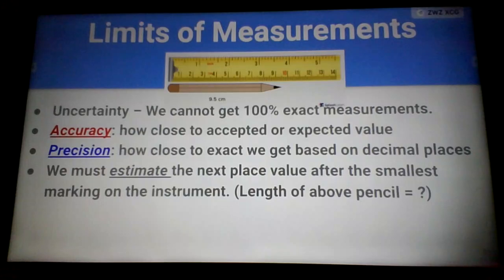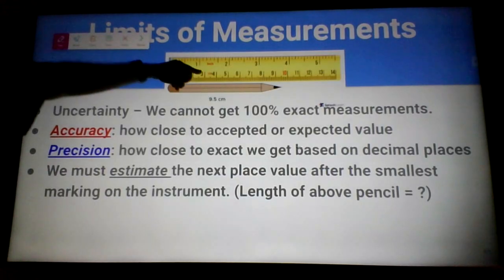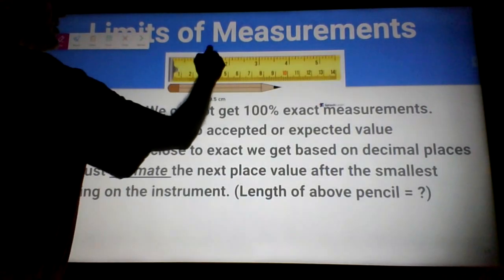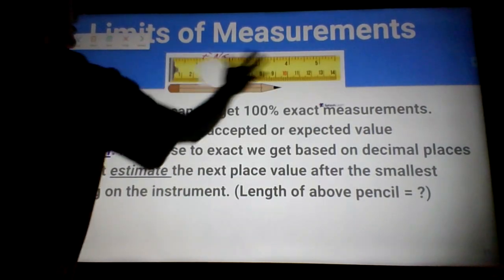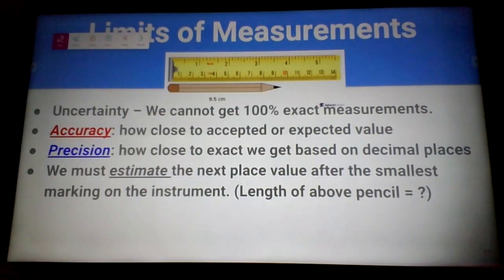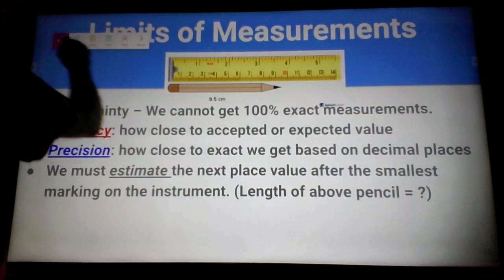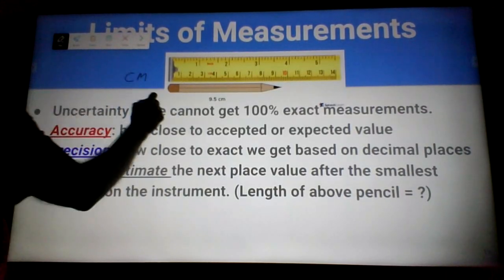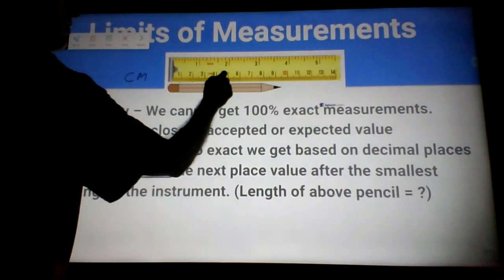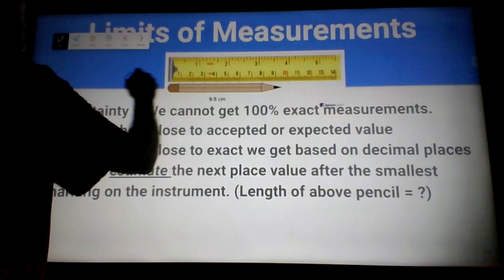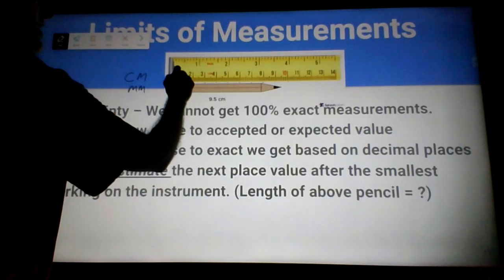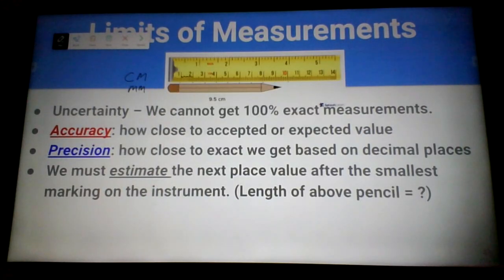We must estimate the next place value after the smallest marking on the instrument. So look at the pencil once again. The pencil, we're measuring in centimeters. Okay, this is the English, and this is the metric, the centimeters. And since we're talking about science class, we typically use the metric system. We're looking here, and this is measured in centimeters. We have our whole numbers, 1, 2, 3, 4, 5, 6, 7, 8, 9, and 10. And then these small markings, these are millimeters. And we have 10 of those because 10 millimeters make up a centimeter.